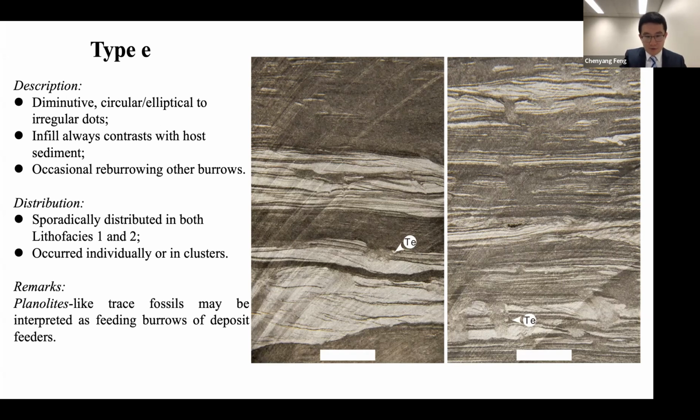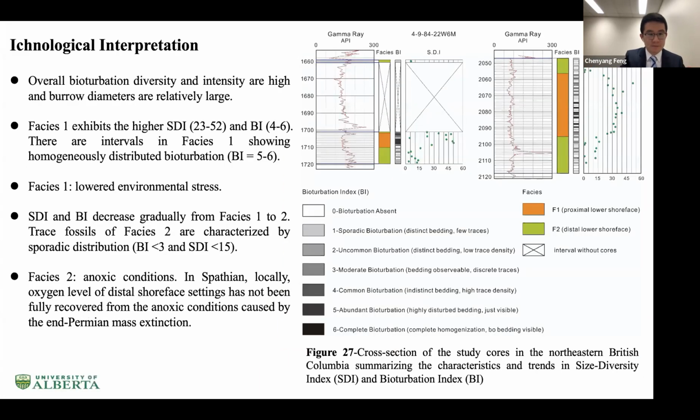All the ichnological data sets, including bioturbation index, size diversity index, and the burrow diameters, are gathered on the basis of these 5 types. So under these fair weather dominated shoreface settings, the overall bioturbation diversity and intensity are high, especially for facies 1. Facies 1 exhibits the higher SDI and BI.